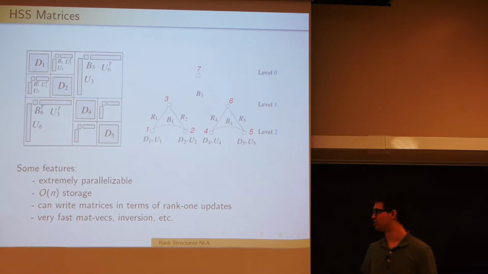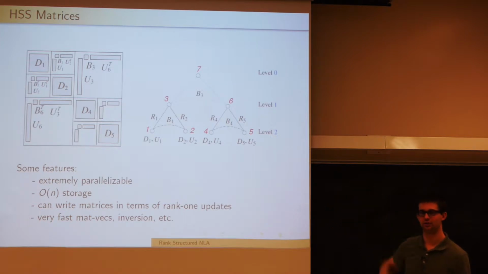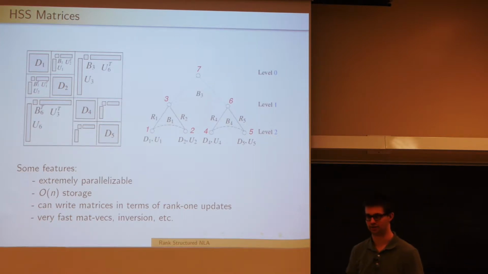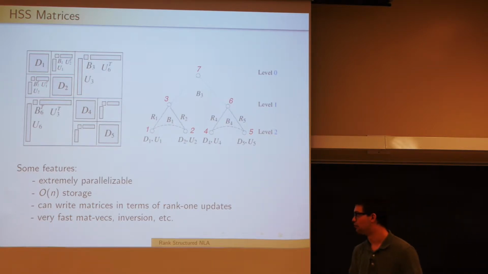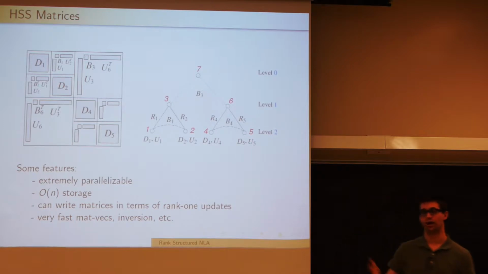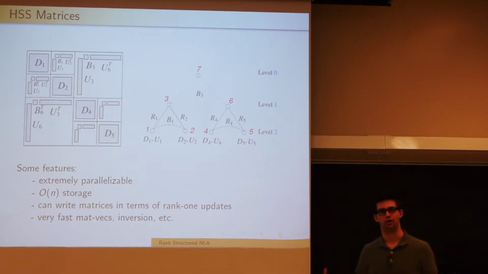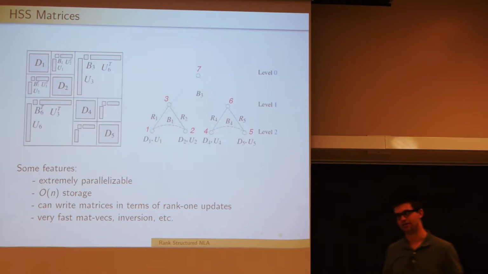Again, I'll just reiterate some features of why we like HSS matrices. They were invented to be parallelized, so that can give us some very fast algorithms in practice. The storage is only linear, as long as you use randomized sampling techniques. We can write the matrices all in terms of low-rank updates, which is a very well-developed theory historically in numerical linear algebra. And then the obvious one, we have very fast operations for basic linear algebra subroutines.